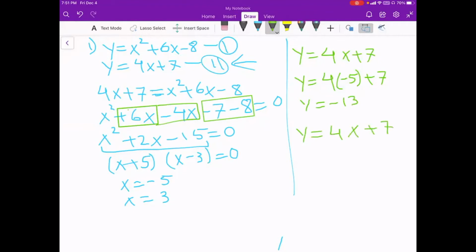You don't have to write the same equation twice. I'm just writing it for your understanding. y is equal to 4 times, instead of writing negative 5, I'm going to use 3, plus 7, and then if you simplify, you should get y is equal to 19. And those are the x and y values that you should get.